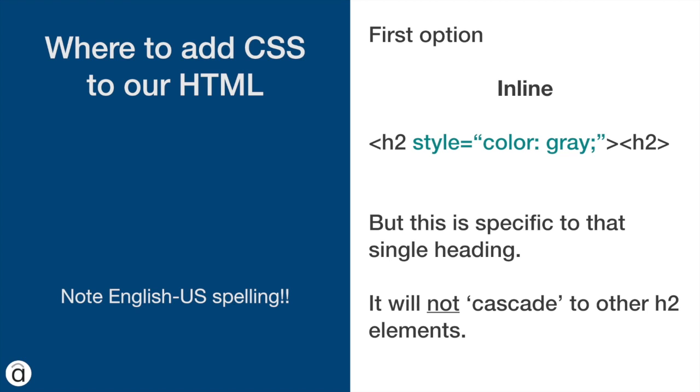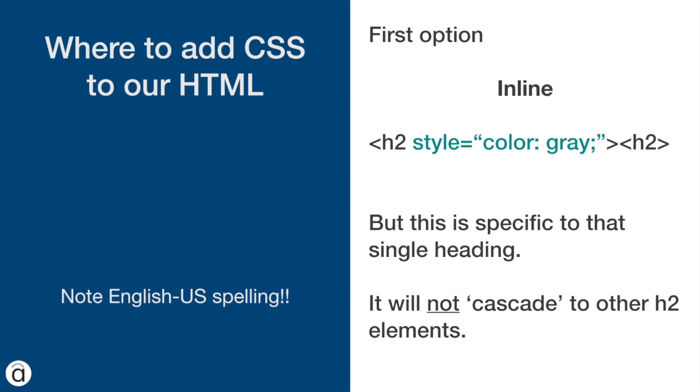But before I go on, if there's any folk from England watching this video, please note that the spelling is all in English US. You can see in the line that I've written in teal colour, the name color is in US spelling, and also the color grey. So anything on the web is English US spelling, so just bear that in mind.